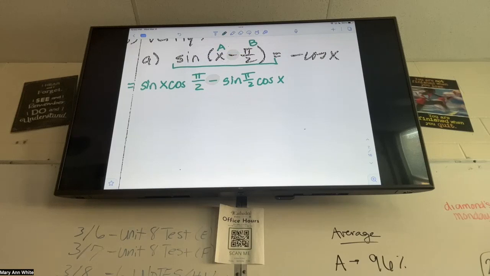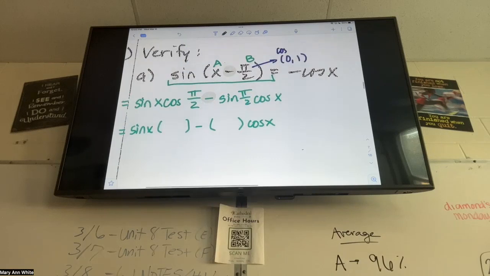Now, that being said, this is a nice problem for us because we actually do know sine and cosine of pi over 2, right? What is cosine of pi over 2? 0. And what's sine of pi over 2? 1. So we can replace, and I might even write that up here if I forgot, pi over 2 is 0, comma 1. So my cosine is 0 and my sine is 1. So I can replace cosine of pi over 2 with 0, and I can replace sine of pi over 2 with just 1.